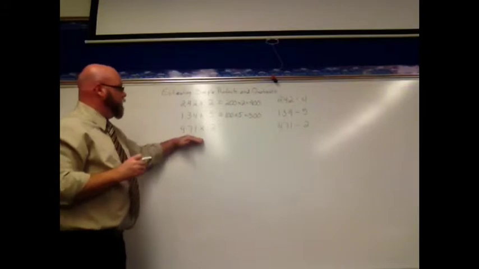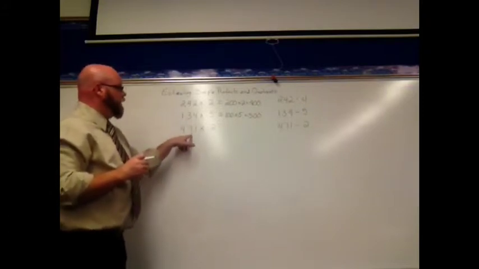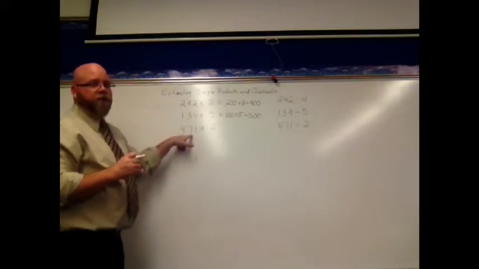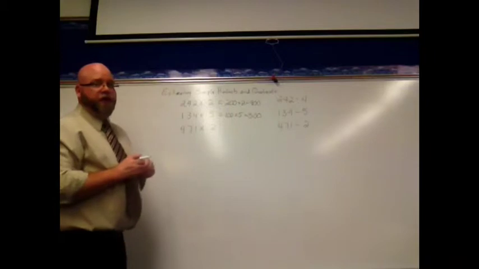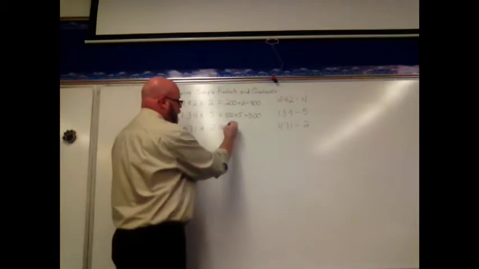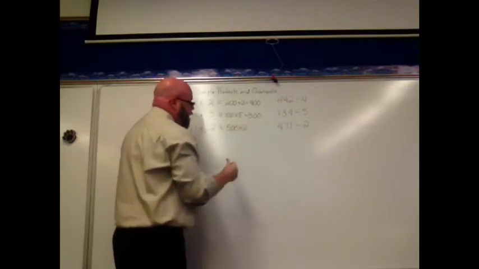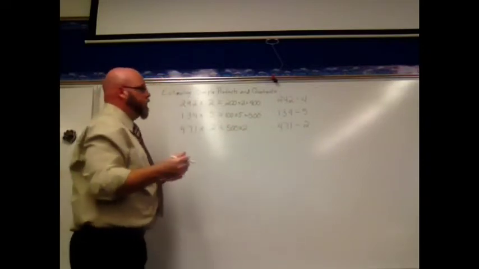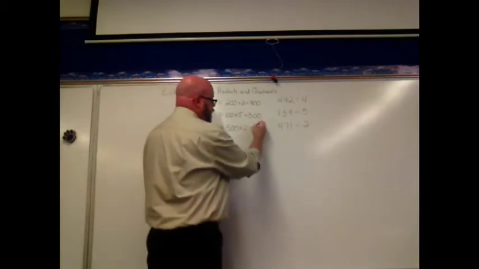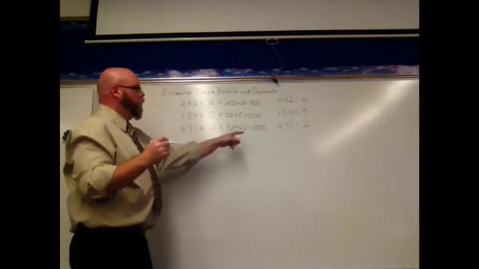471 times 2. Think back to the rule. My 7 here in the tens place tells me it's going to be closer to 500 than to 400. So I'm going to have 500 times 2. 500 times 2, well, that's 1,000. So my estimated answer is 1,000.